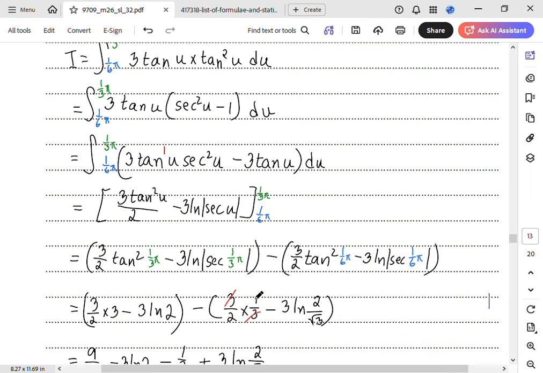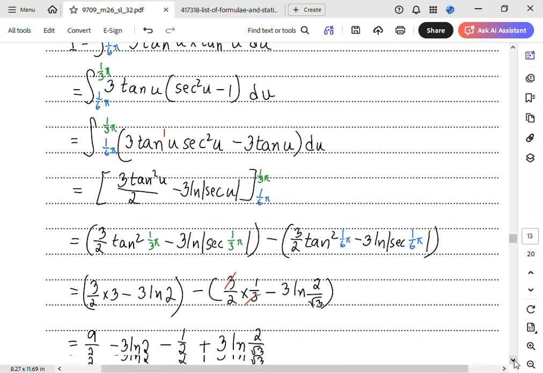So you can cancel out the 3's, so you're left with half here. And sec 1 by 6 pi: cos 1 by 6 pi is root 3 by 2, so sec 1 by 6 pi would be 2 by root 3, right? So you can write it like this.